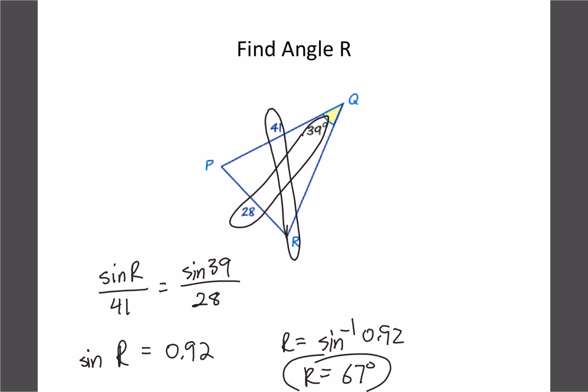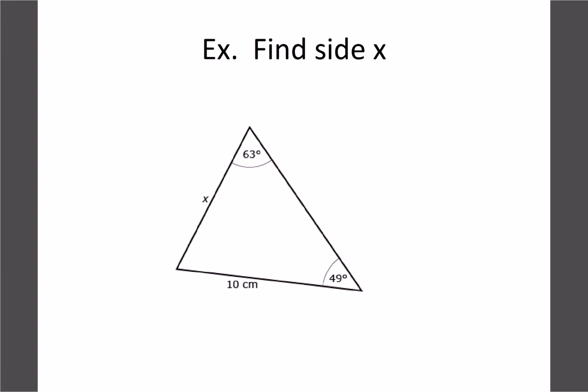So if we know that that one's 67, we could then use 180 rule to figure out P, or if we're looking for side P, we could use the sine law again over and over. So once you get used to the sine law, it's pretty quick and easy to solve for any side or any angle. So here's another one.